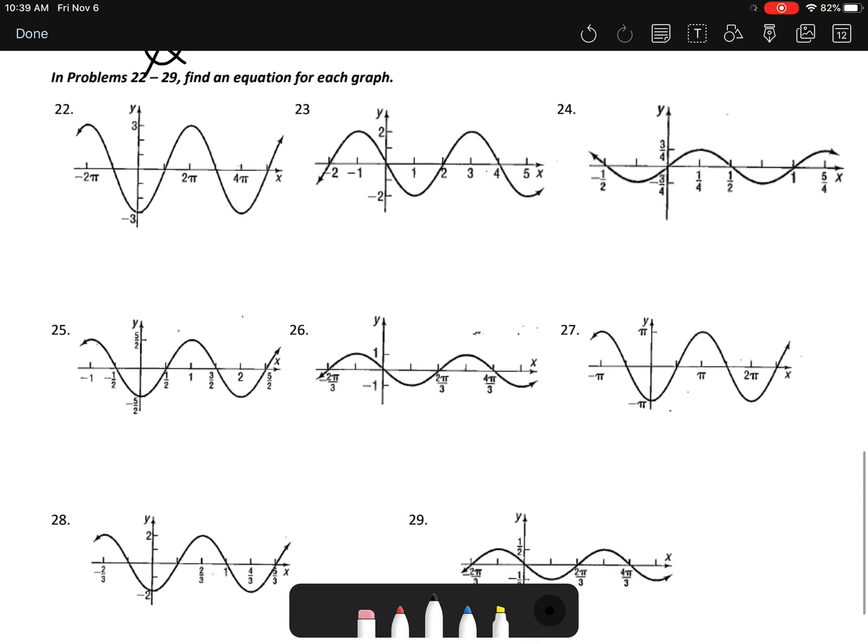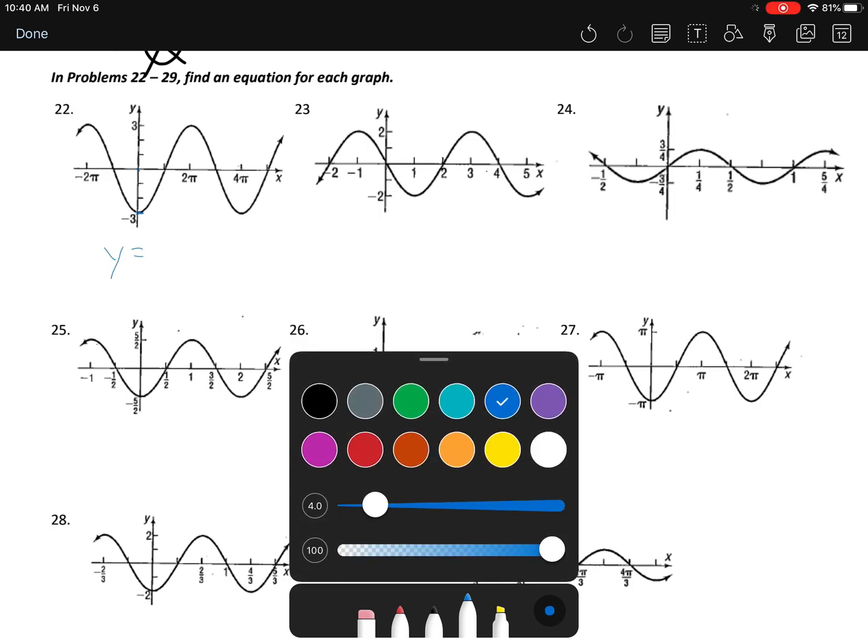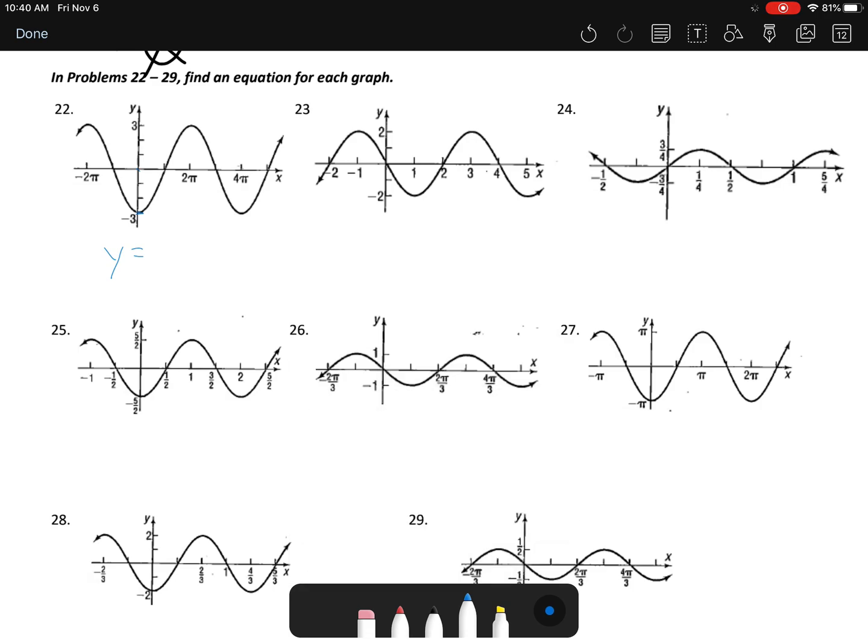Now, the last 8 problems are all finding the equation. So I'm going to do one of these here. Okay, so let's just start with 22. Is this a sine or cosine? I'll let you think about it. You can stop it if you want. It's cosine because it starts below the axis. It doesn't start at 0, 0. So we know it's going to be y equals something with cosine.